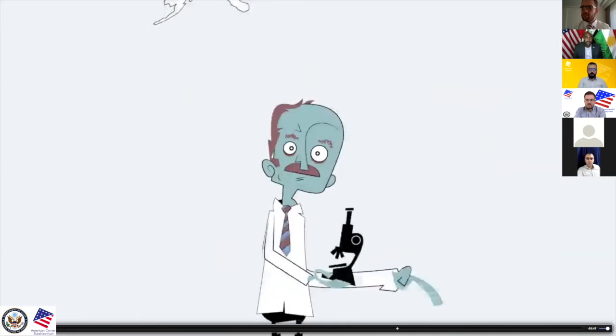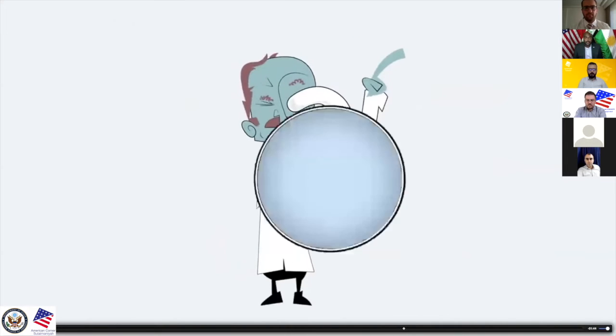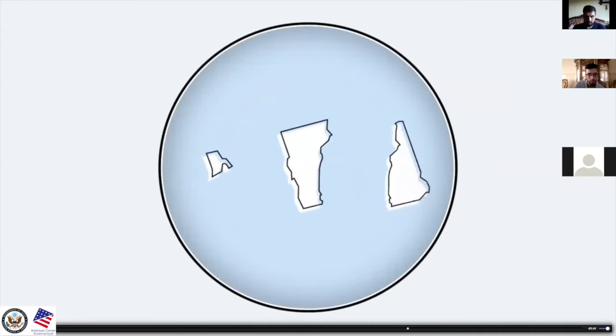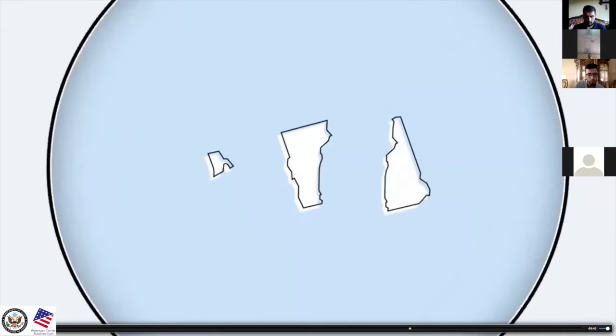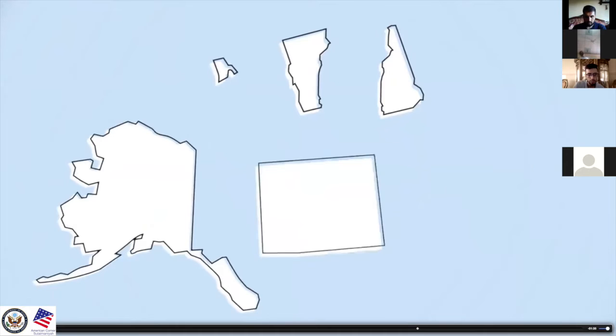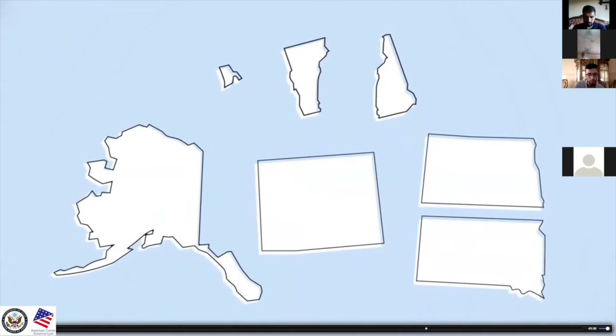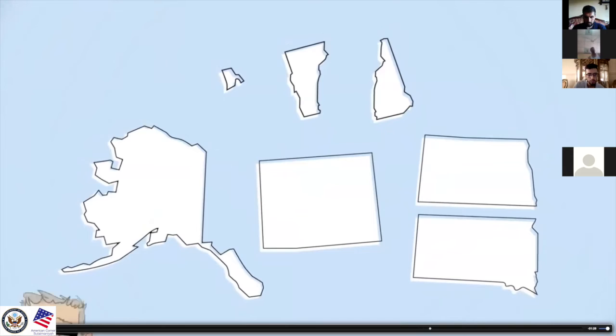However, others argue that the Electoral College protects small states, such as Rhode Island, Vermont, and New Hampshire, and even geographically large states with small populations, like Alaska, Wyoming, and the Dakotas. That's because a candidate can't completely ignore small states, because in a close election, every electoral vote counts.